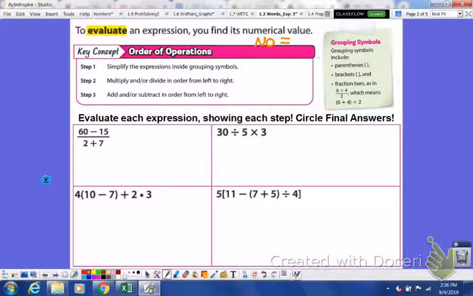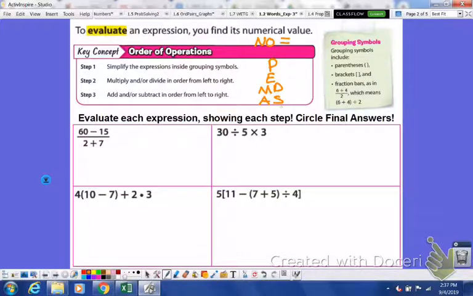You guys probably know this better as PEMDAS. Notice, multiply, divide, add, subtract. They're all on the same level, so it's from left to right, whatever you see first. So evaluate each expression, showing each step, circle your final answers.